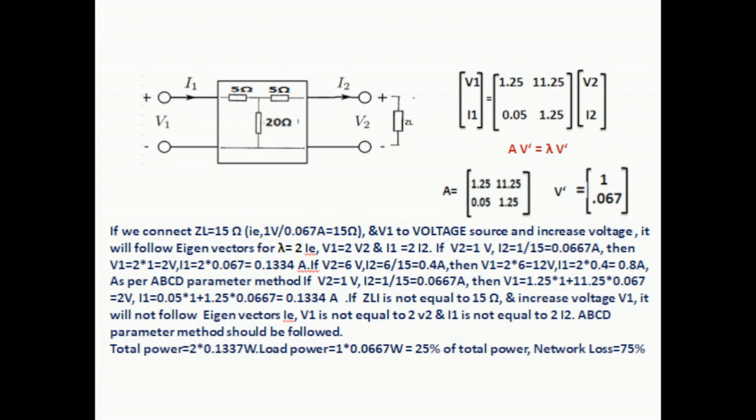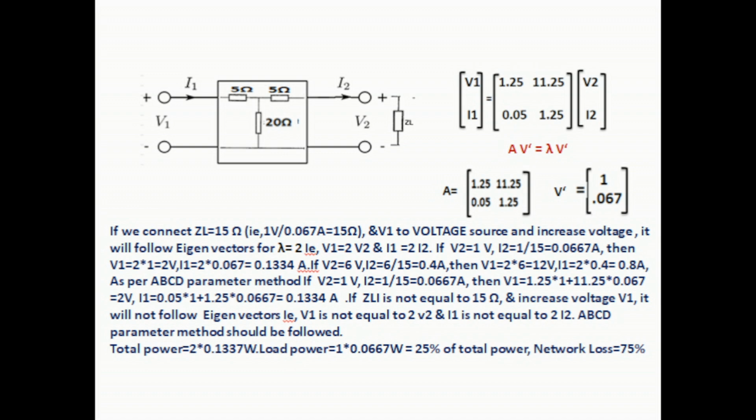Then V1 is equal to 2 into 1 volt equal to 2 volt. I1 equal to 2 into 0.0667 ampere equal to 0.1334 ampere. If V2 equal to 6 volt, I2 equal to 6 by 15 equal to 0.4 ampere. Then V1 is equal to 2 into 6, 12 volt. I1 equal to 2 into 0.4 equal to 0.8 ampere.